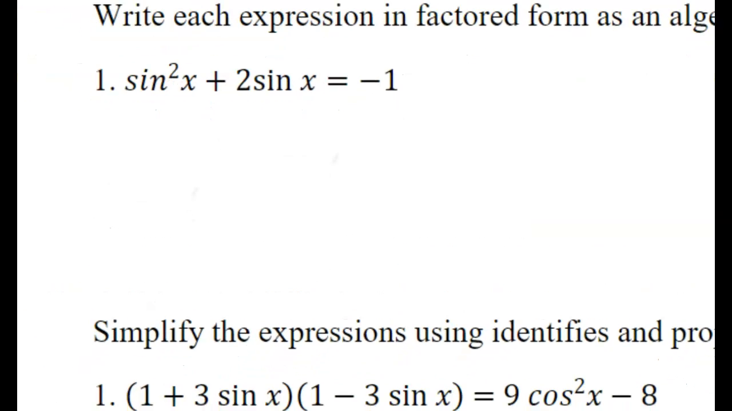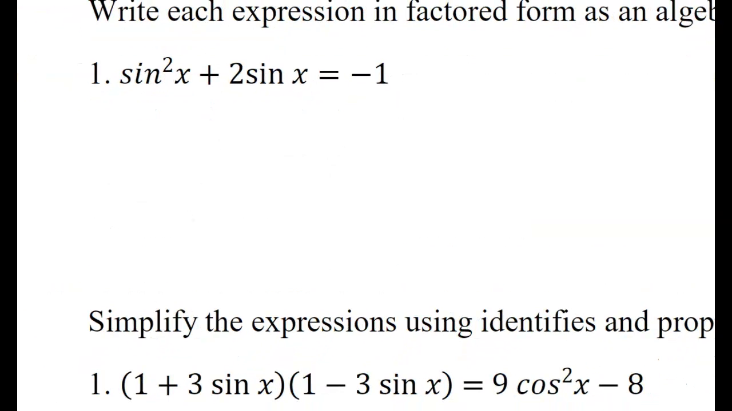So here, this first problem has sine squared of x, meaning we're squaring our first trig function. Then it has plus 2 times sine. This is just the normal trig function. And then there's a constant. If I want to factor this, what is my first step?